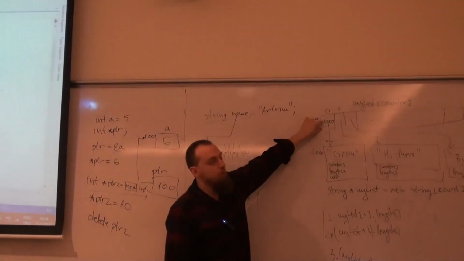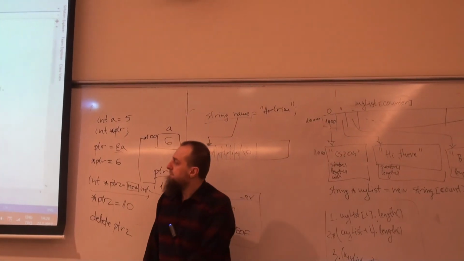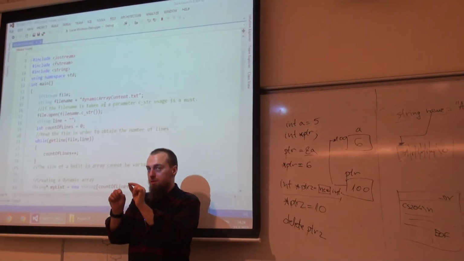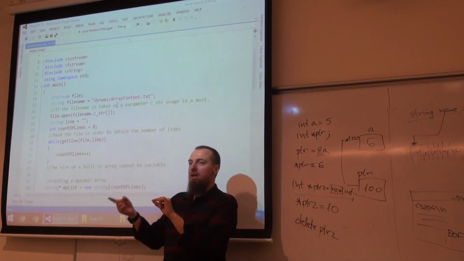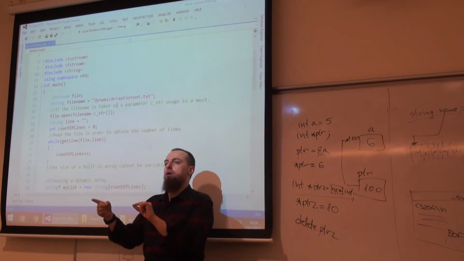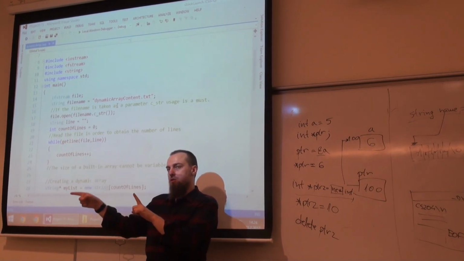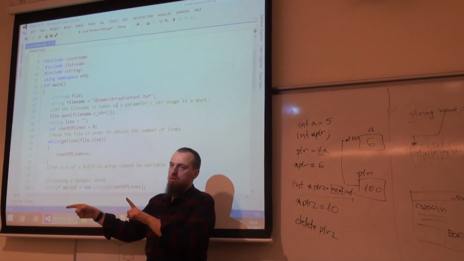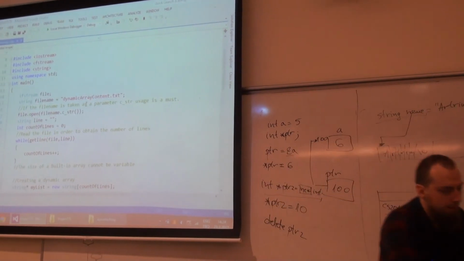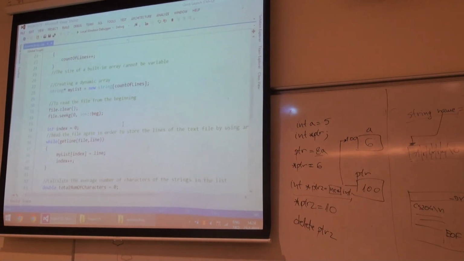Okay, it's 1000. So my list points to the first address. If I want to go to the next one, I can say my list plus 1. If I want to go to the second string, my list plus 2. This is pointer arithmetic.